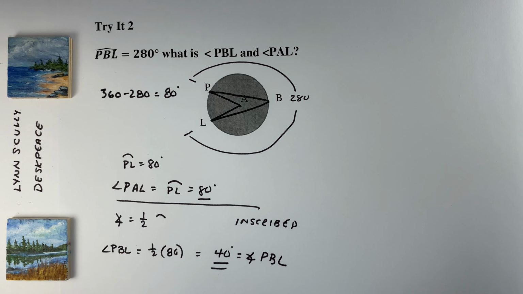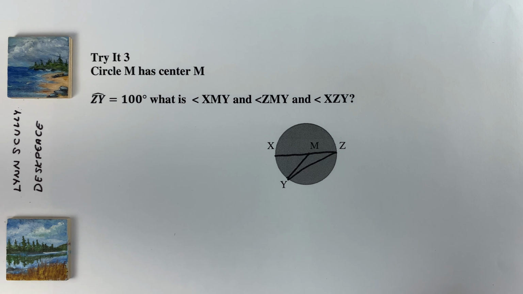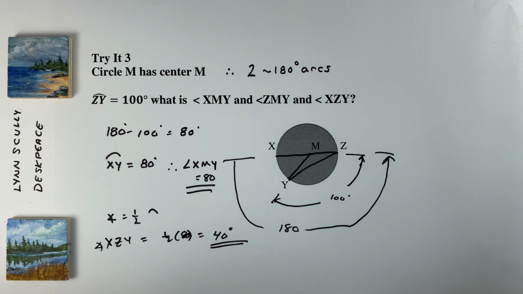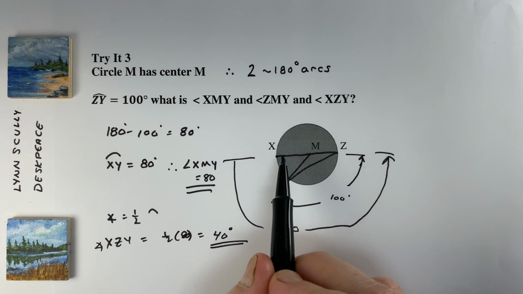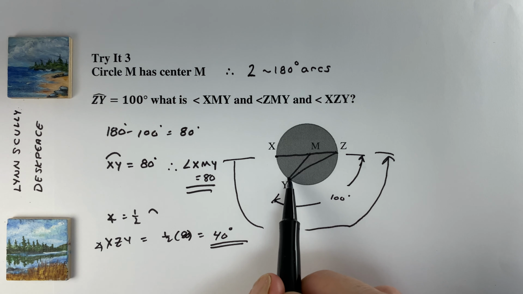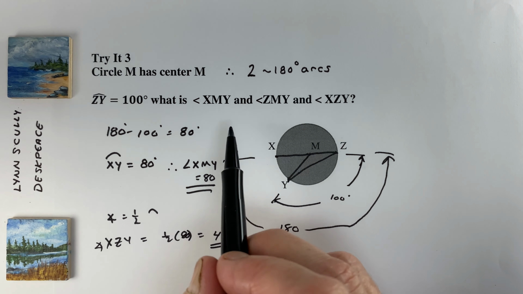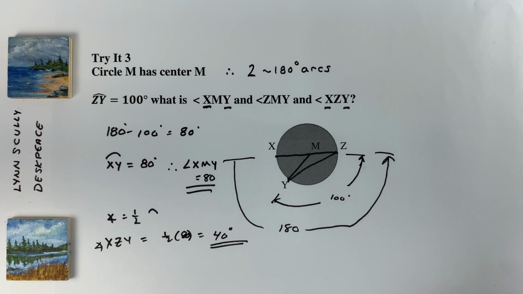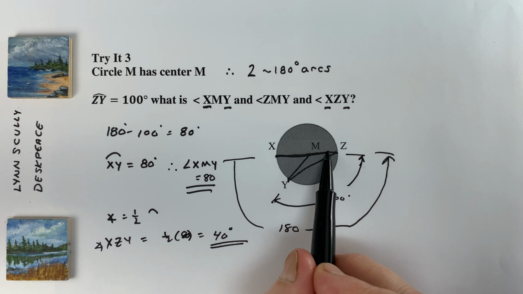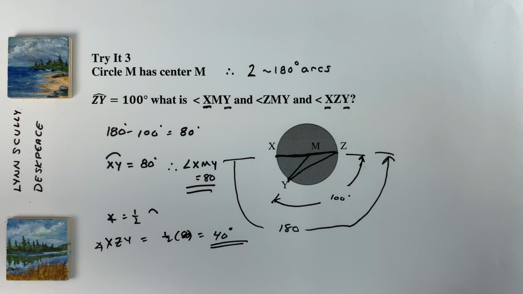Here's the solution to try it 2. We did the inscribed angle and the central angle. Here's try it 3. Pause the video and then come back and I'll show you the solution. Here's the solution. When a picture gets more complicated, it's pretty neat to see that XMY is the central angle, XZY is the inscribed angle. Notice they both start with X and end with Y. That helps me to recognize that they are opening to the same exact arc.